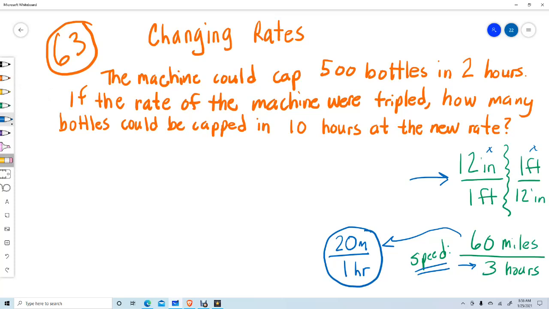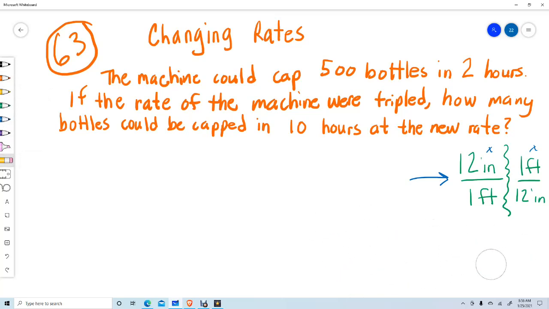So here, we're working with the same idea, rates of speed. But in the problems, they're going to ask you to change the rate. So you're going to have to know how to set up the first rate. They're going to tell you how much it changes, and you're going to have to write your 2 rates based on that change. Let me give you an example.